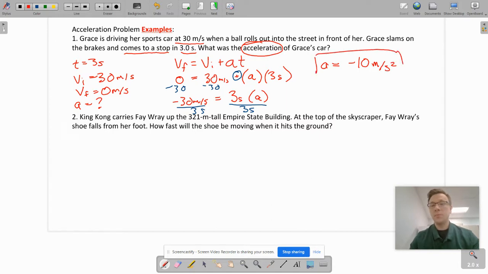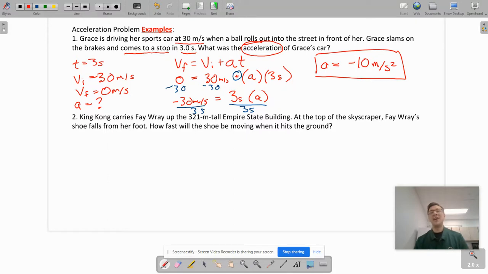Okay, so why is this answer negative? Well, in this case, Grace is slowing down, right? So in all of these acceleration math problems, you're going to assume, and they'll be treated like this, that the object is moving in the positive direction when it's on the ground, moving in a straight line. It's moving in the positive direction. And we know that because it identifies a positive velocity to start with. So Grace is driving her sports car at positive 30 meters per second.